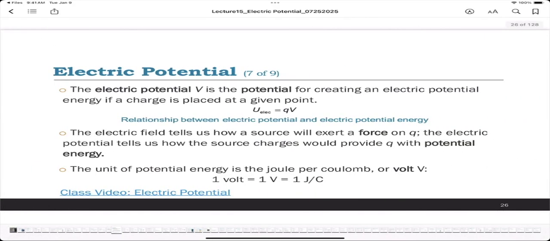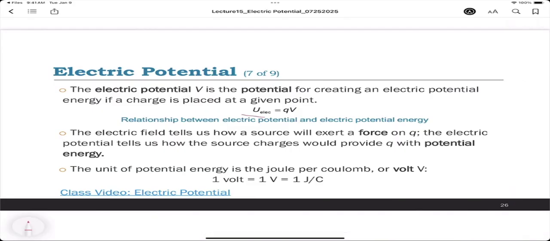The electrical potential V is the potential for creating electrical potential energy if a charge is placed at a given point. So we can use this equation to define the relationship between electrical potential energy, electrical potential, and the charge.